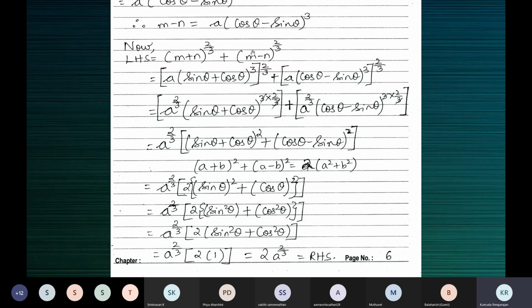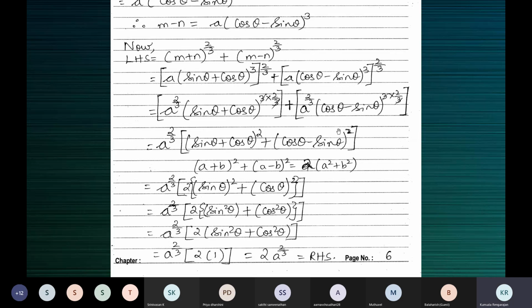So work out m plus n, work out m minus n, then take them together like this. Write the answer for m plus n raised to the power 2 by 3, and the answer for m minus n raised to the power 2 by 3. This power 2 by 3 is for a as well as this bracket. But since there's already a power, you'll have to multiply the powers. Same thing in this bracket. Then this a to the power 2 by 3 is common. Bring it out.